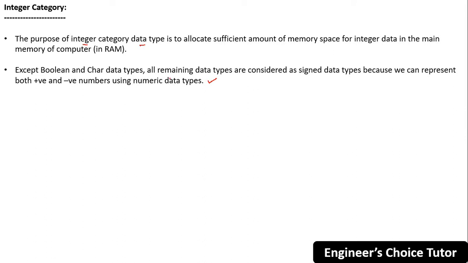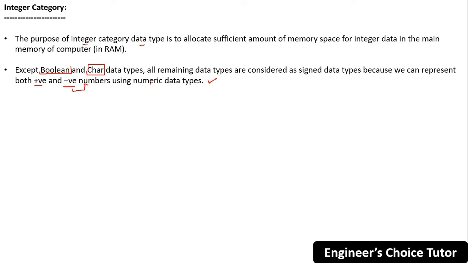Is it clear? Do you think we have negative false or negative true value? Do you think we have minus A or plus A? No, right? This positive and negative concept is applicable for what? Numbers, right? That is the reason I am saying this: except Boolean and char data types, all remaining data types are signed data types because we can represent both positive and negative numbers. This much is clear to you.